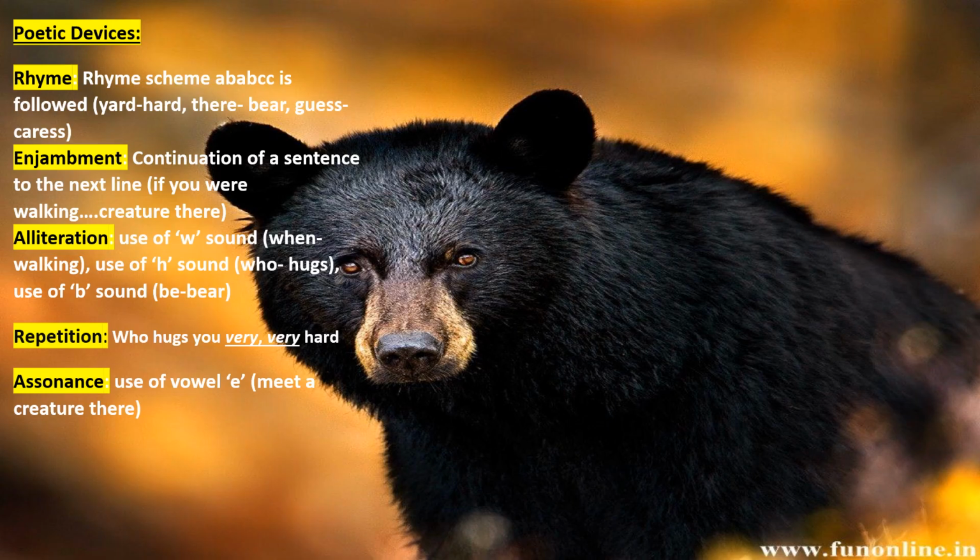The poetic devices used in this stanza, as I had mentioned earlier too, rhyme scheme is the same in all the stanzas. Rhyming words are different for each and every stanza. The next poetic devices which are used are enjambment, alliteration, repetition, and assonance.